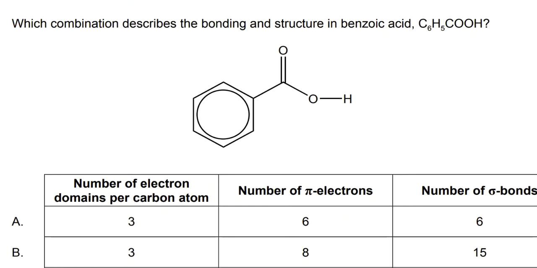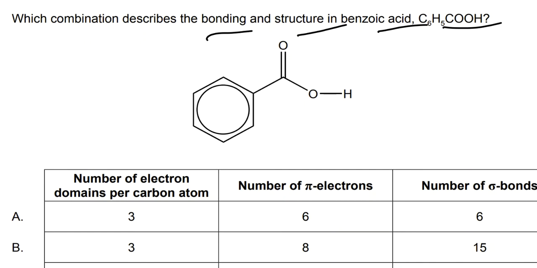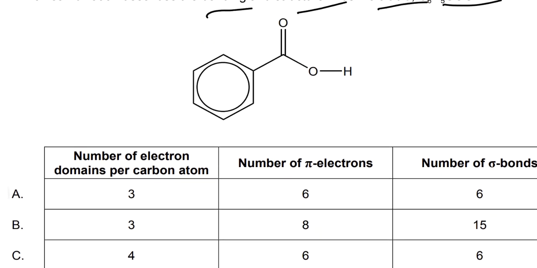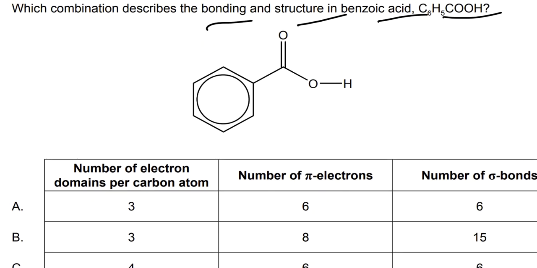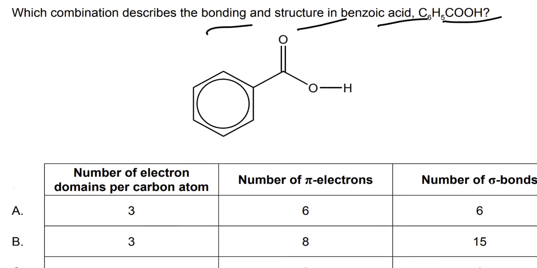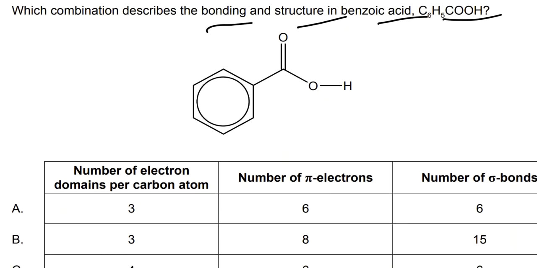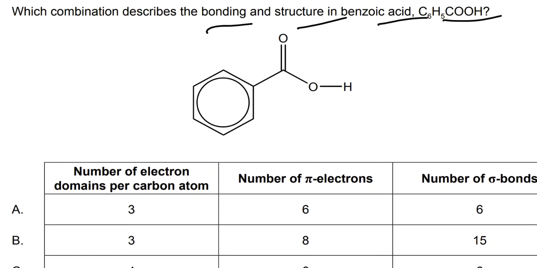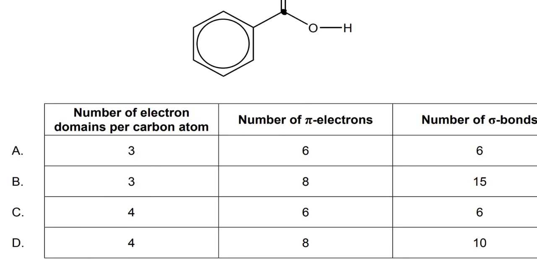Which combination describes the bonding and structure in benzoic acid? So this is benzoic acid. We have the benzene part, and then we have the carboxylic acid part. The number of electron domains per carbon atom. Okay, so each carbon atom in this molecule must have the same number of electron domains. So I can just assume this one is the carbon I'm going to use. We have 1, 2, 3 electron domains. So we can eliminate these options.